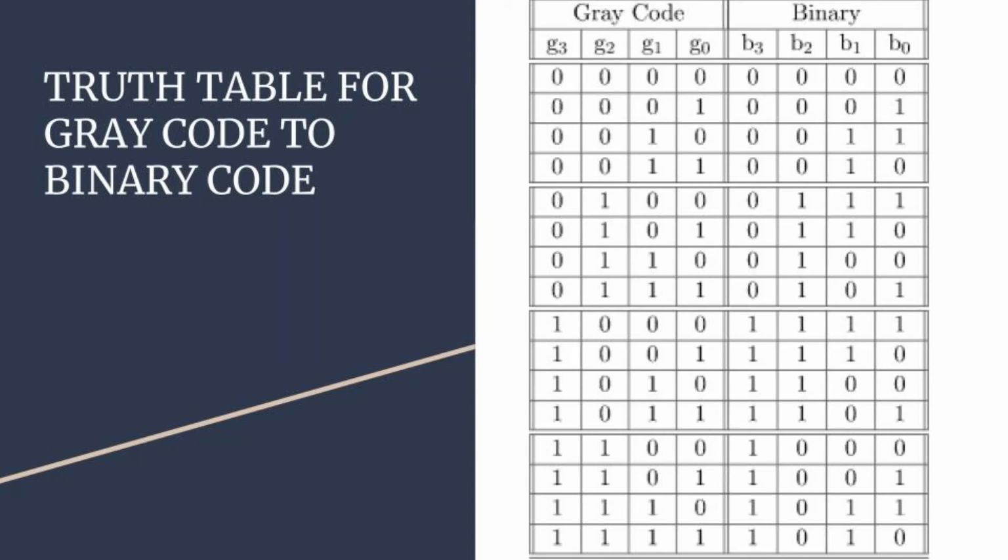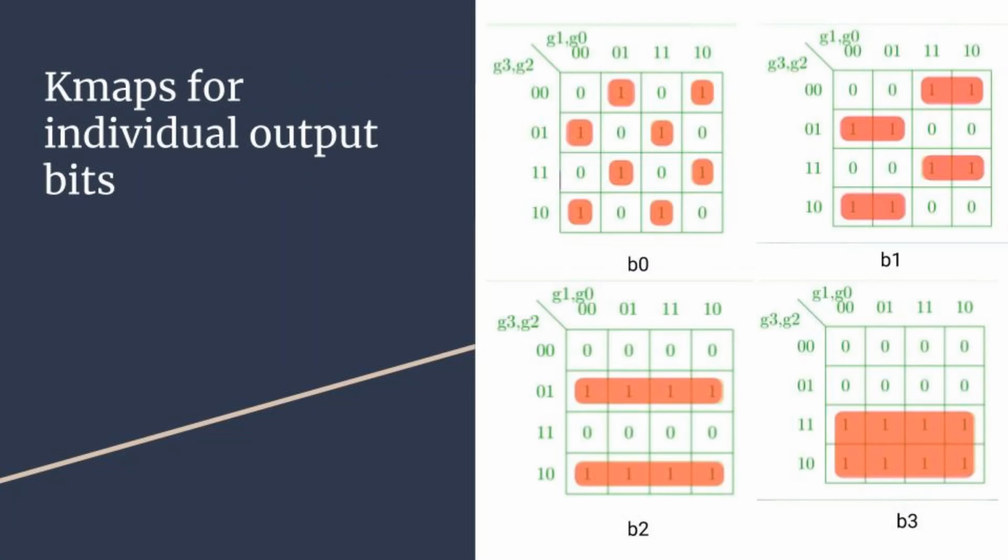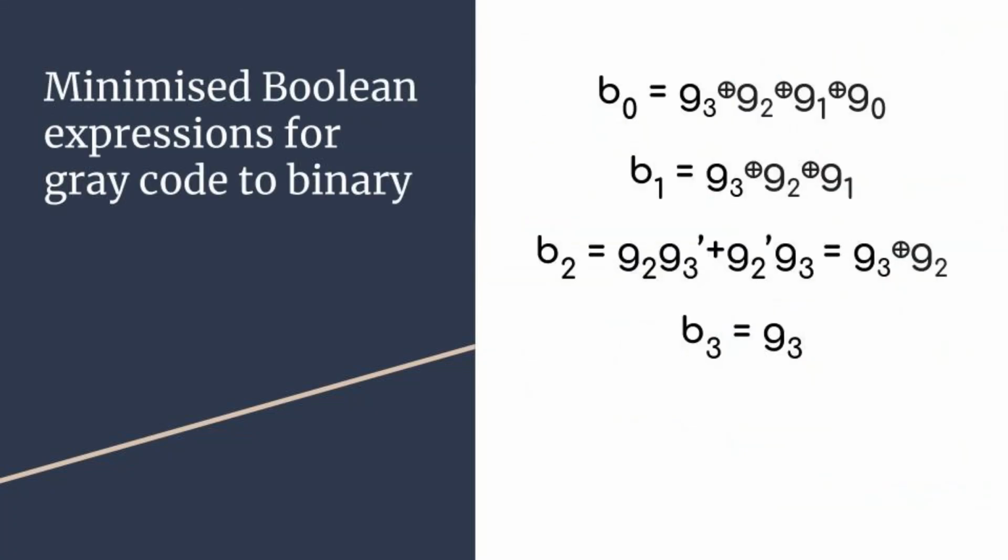Here we have shown the truth table for gray code to binary code. Our next step is to plot the K-maps for the individual output bits B0, B1, B2 and B3. The K-map of B0 might seem tricky at first, but it can be figured out easily. We can observe that the value of B0 is equal to 1 when an odd number of input bits are equal to 1. Thus, it clearly indicates that B0 is nothing but the XOR sum of the input units. The K-map of B3 is equal to the K-map of G3 that we observed in the previous conversion.